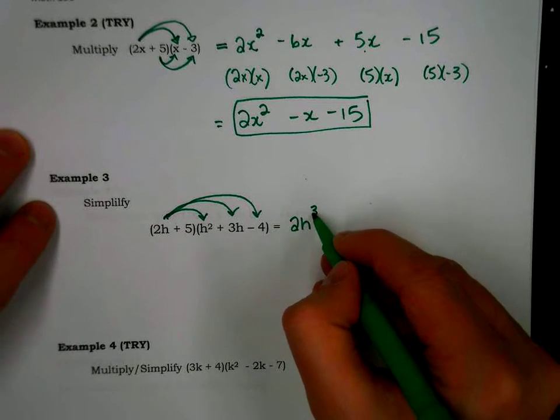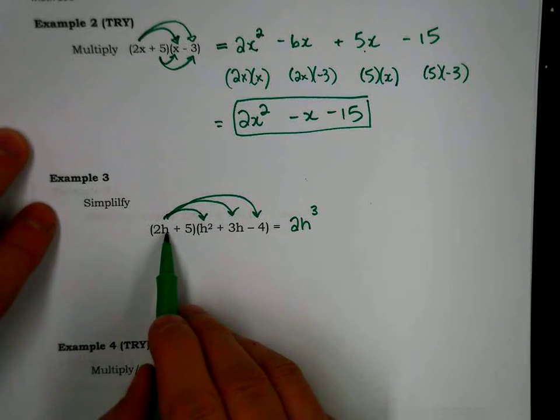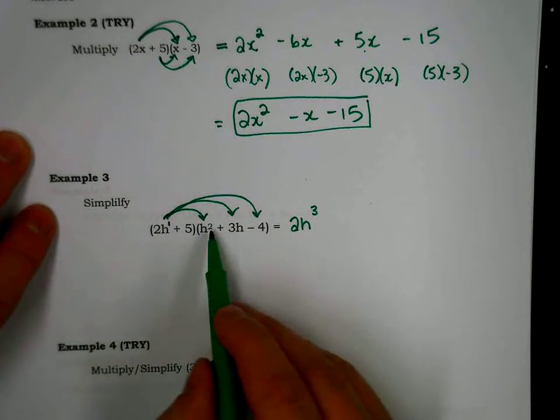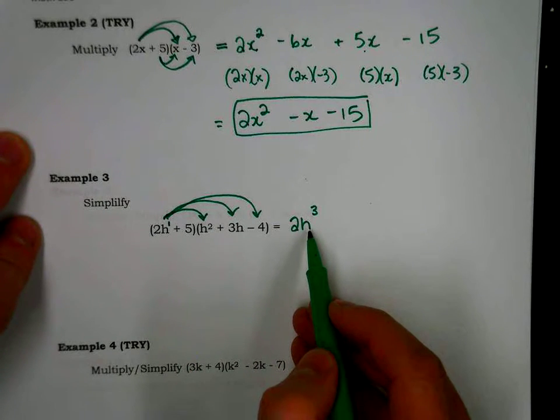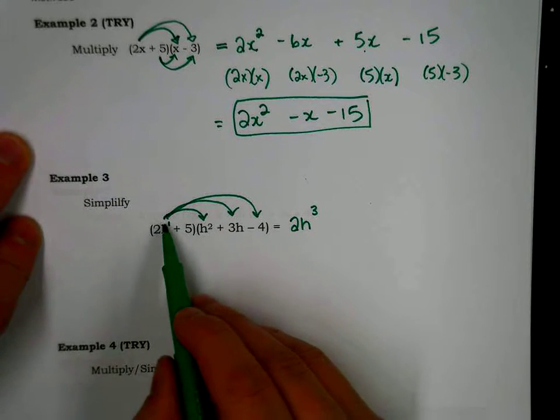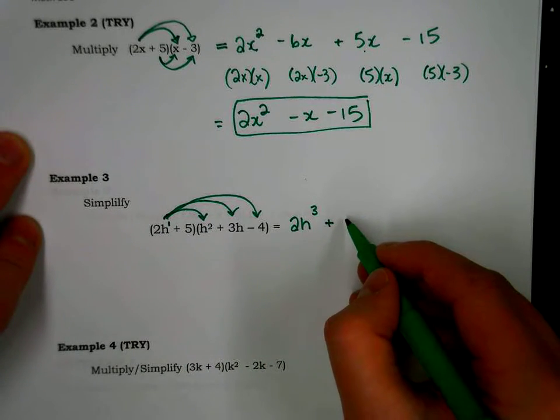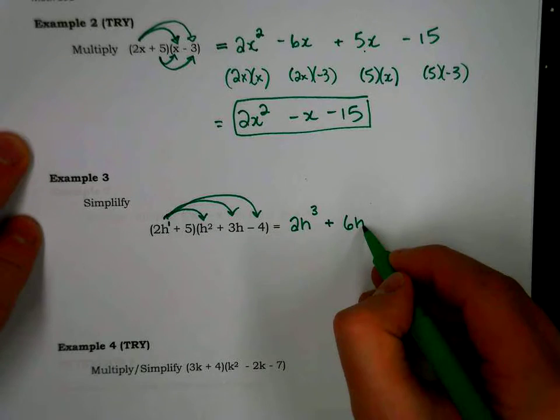2h cubed. Okay, this is an h to the 1, this is an h to the 2. We add the powers to make an h cubed. H to the 1, h to the 2 makes an h cubed. Your second arrow is 2h times 3h. 2h times 3h makes a 6h squared.